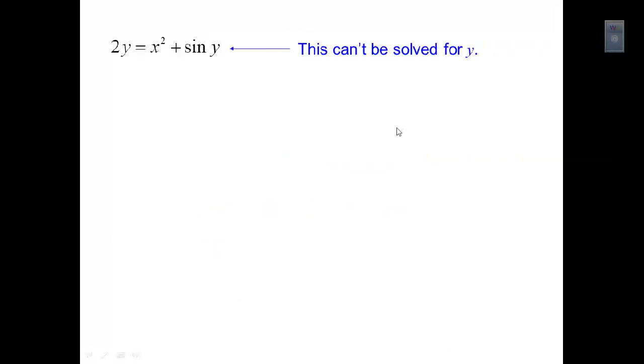All right, so let's do another one. That last one could have been solved for y. Sometimes you can't solve them for y, like this one. This one can't be solved for y, but you could still find the derivative, the dy/dx, the slope, by implicitly differentiating.